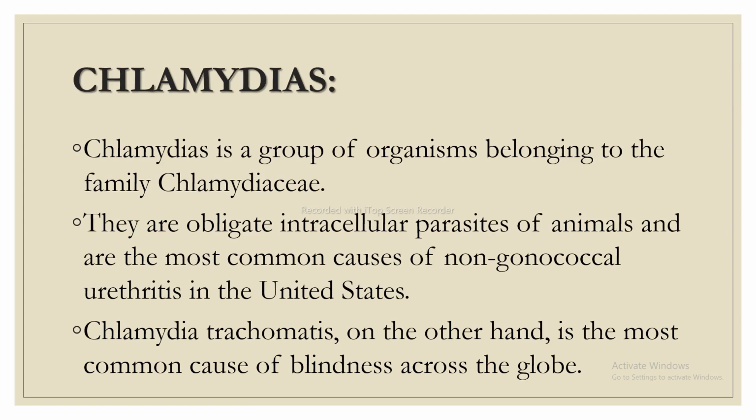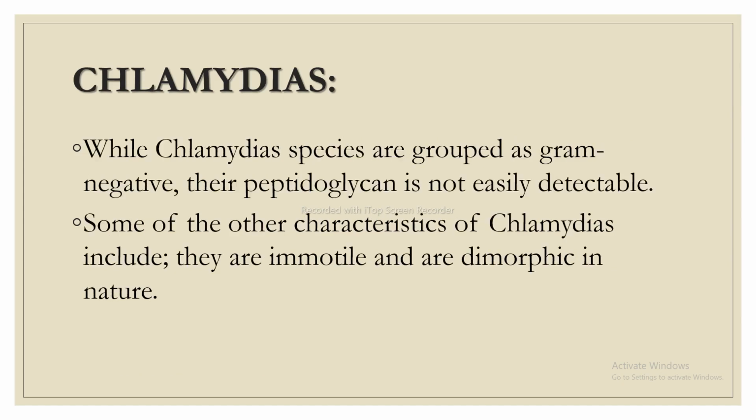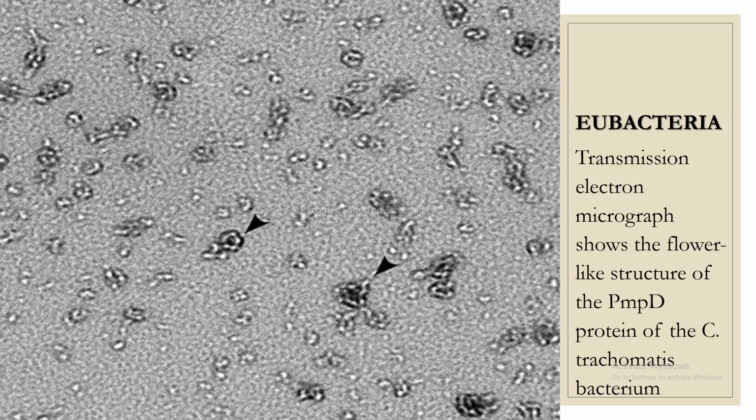So Chlamydia trachomatis, on the other hand, is the most common cause of blindness across the globe. While the chlamydia species are grouped as gram-negative, their peptidoglycan is not easily detectable. Some of the other characteristics of chlamydia include that they are immotile and are dimorphic in nature. So this is the transmission electron micrograph, which shows the flower-like structure of the PMPD protein of the C. trachomatis bacterium as shown in the figure.